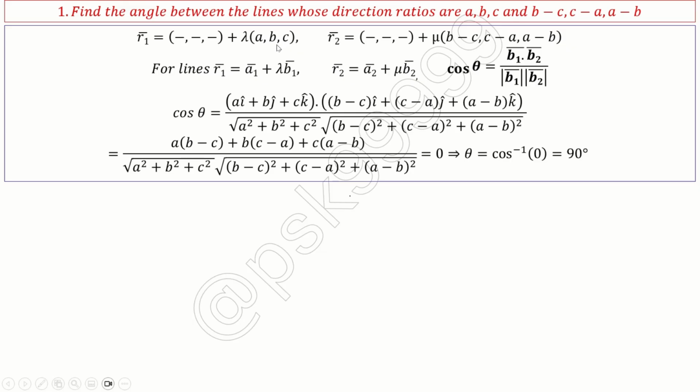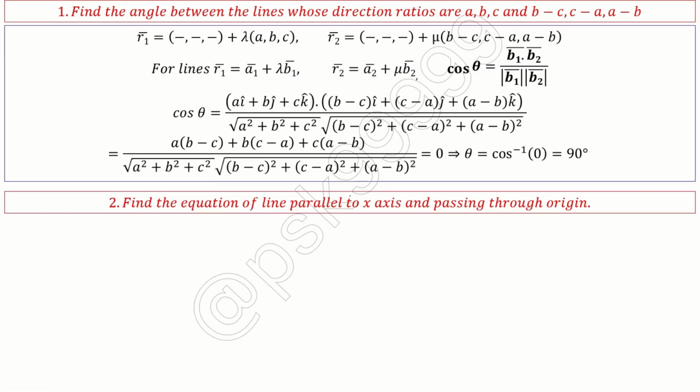And these direction vectors are enough for me to calculate the angle between the lines, correct? Because what I need is cos theta equal to b1 dot b2 divided by modulus of b1 into modulus of b2, correct? And I will write it as (ai plus bj plus ck) dot with ((b minus c)i plus (c minus a)j plus (a minus b)k). Okay, so if I do the dot product, I'll get a times (b minus c) plus b times (c minus a) plus c times (a minus b), and I don't need to worry about my denominator, because if I see the numerator, I'm getting 0. Each term cancels the other, I'll get 0. So theta is nothing but 90 degrees. They are perpendicular. Okay, next.